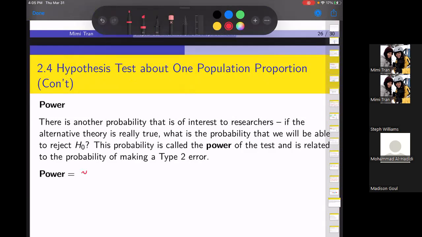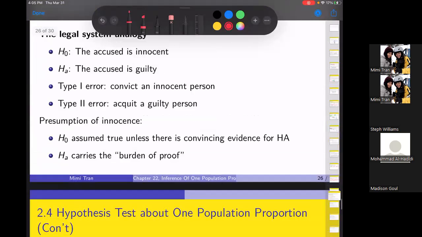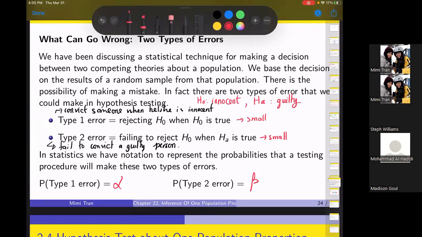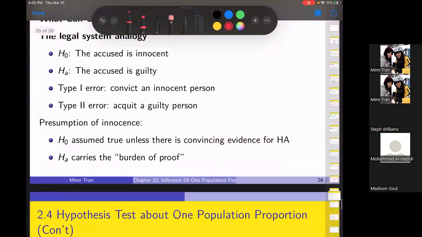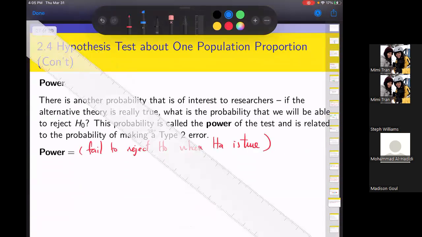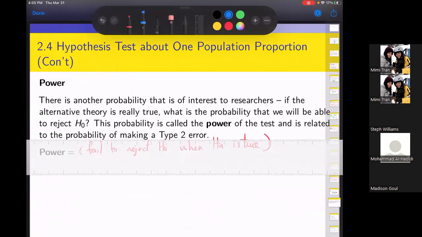You can denote the complement like this, or you can put a little bar on top. Maybe I'll do a little bar on top for you. So what is type 2 error again? Let me go back up here to remind you. Type 2 error is you fail to reject H naught when HA is true. So the complement of this, how does that sound?